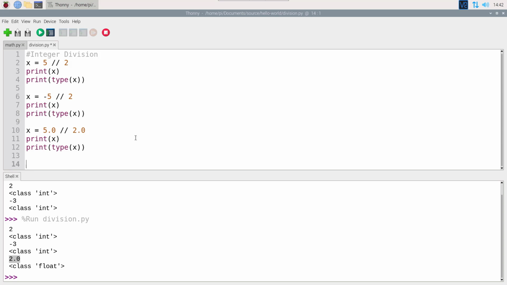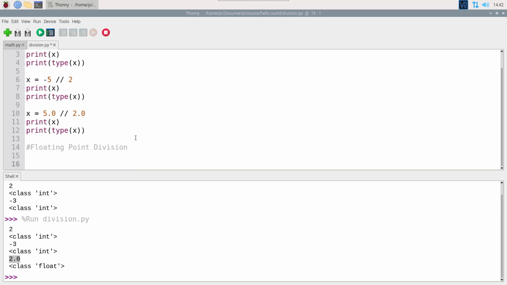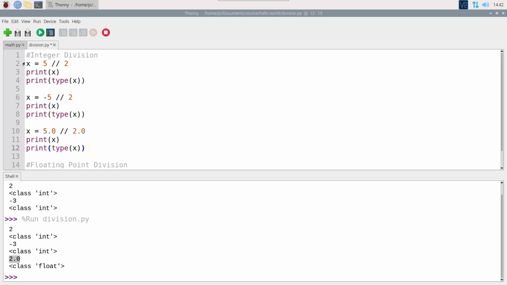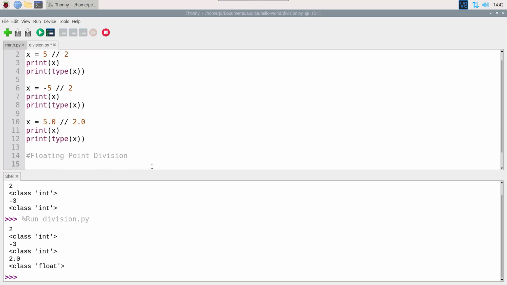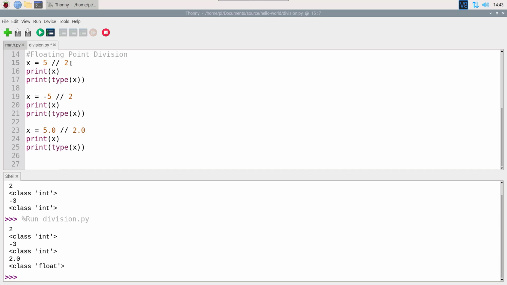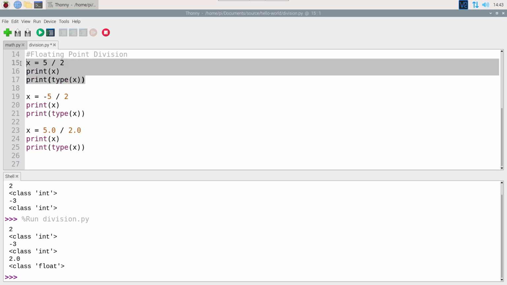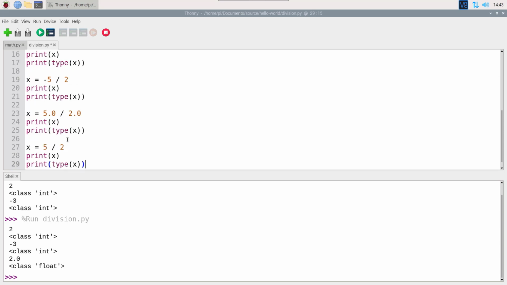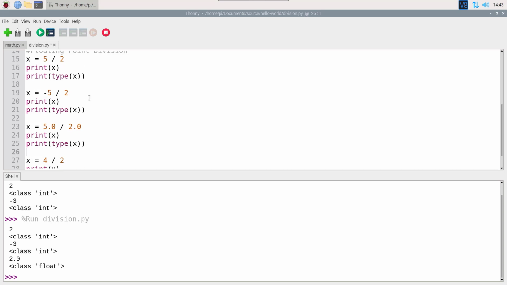So let's do some floating point division now. Let's add a comment here called floating point division, and let's fix my spelling error there. Let's take this same code and paste it down here, and let's change all of these results. I want to add one more operation here, and this one I'm going to do 4 divided by 2. Now let's run this and we'll get a bunch of numbers back.